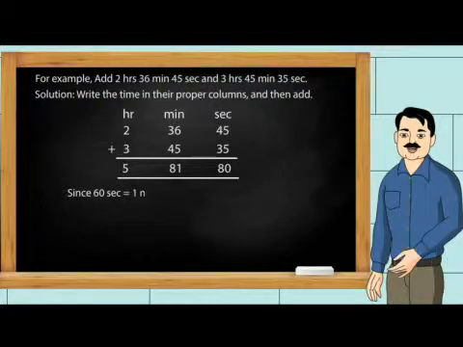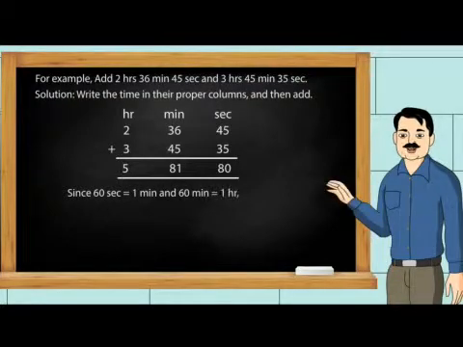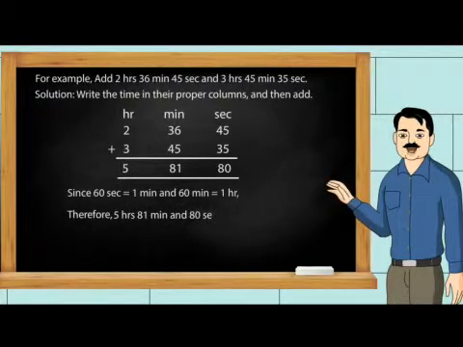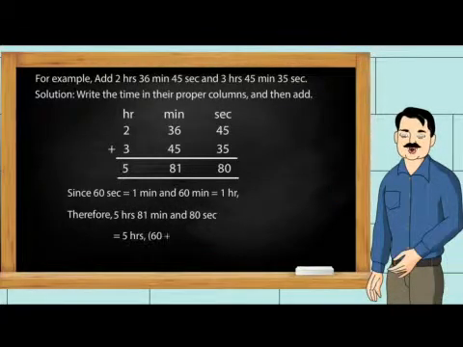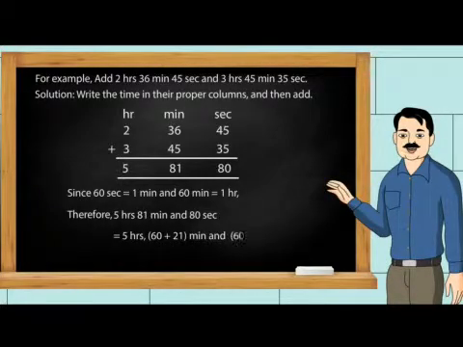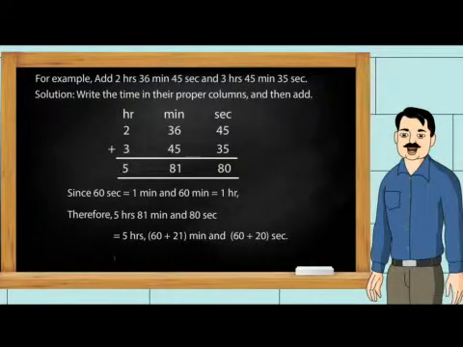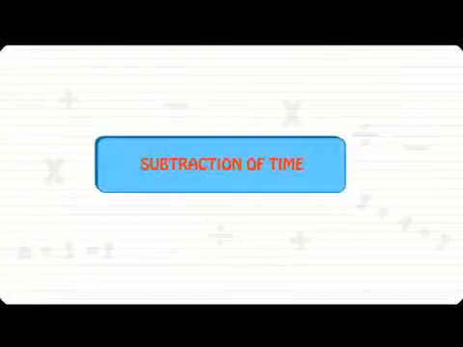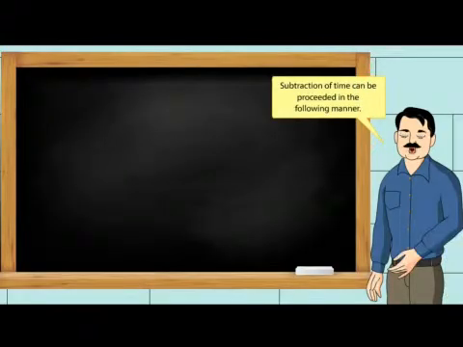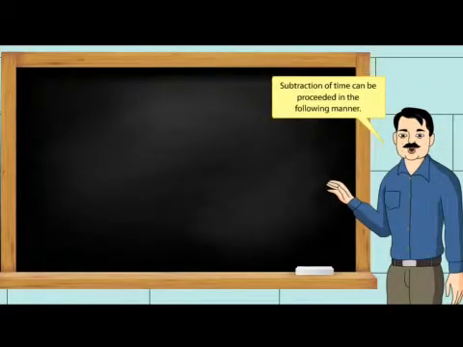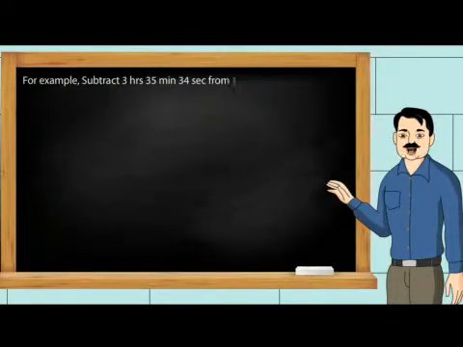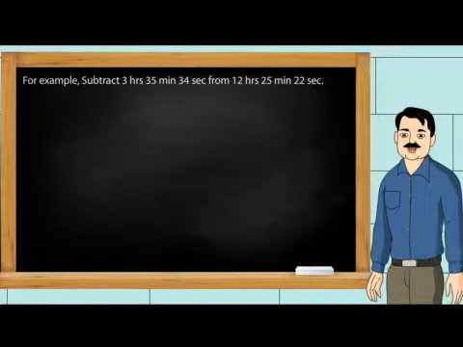Since 60 seconds equals 1 minute and 60 minutes equals 1 hour, therefore 5 hours 81 minutes and 80 seconds equals 5 hours 60 plus 21 minutes and 60 plus 20 seconds, which is equal to 6 hours 22 minutes 20 seconds. Subtraction of time. Subtraction of time can be proceeded in the following manner. For example, subtract 3 hours 35 minutes 34 seconds from 12 hours 25 minutes 22 seconds.